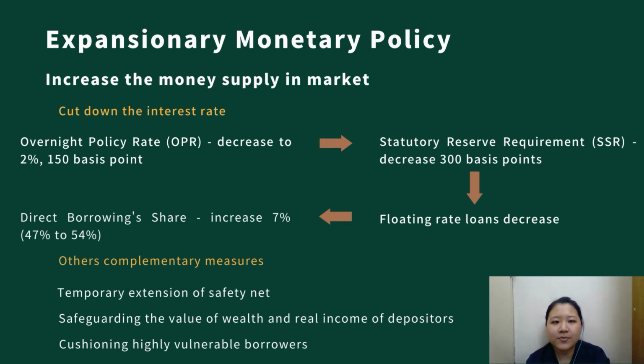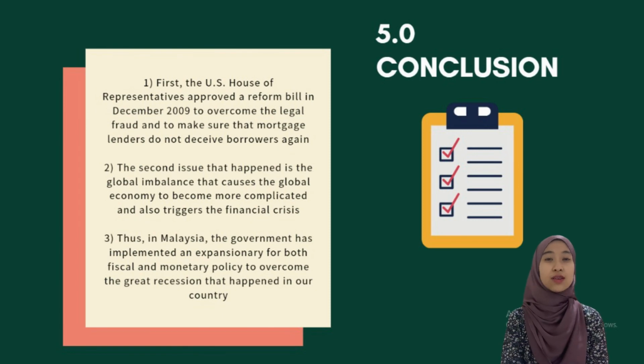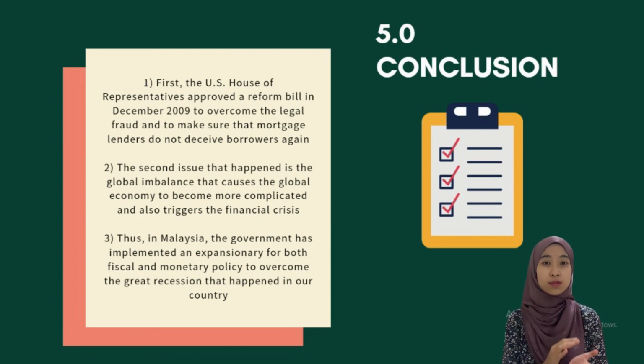Okay, as a conclusion, the Great Recession that occurred in the US started in 2007 and has spread quickly to other countries as well. As we know, legal fraud made this problem happen, as the providers offered mortgages even though they knew borrowers could not afford them. Therefore, the US House of Representatives approved a bill in December 2009 to overcome this problem and to make sure that mortgage lenders do not deceive borrowers again.